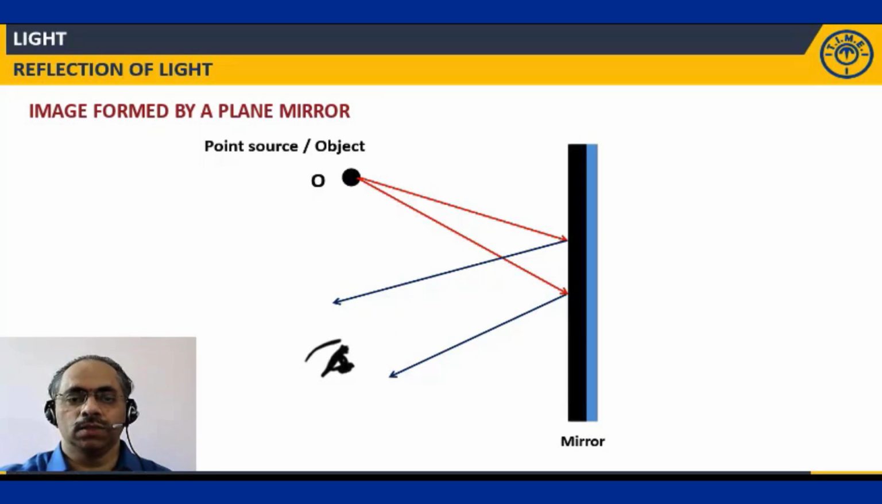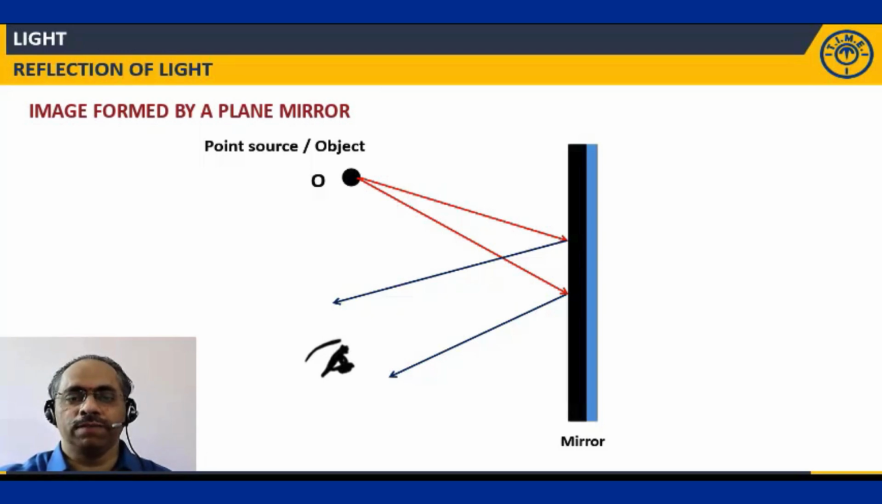Now the two blue lines, which indicate the reflected rays of these two incident rays, are diverging. As you see, as they progress further in the forward direction, the distance between them increases. Such light rays are called divergent light rays. With such divergent light rays, it is not possible for us to form the image on a screen.